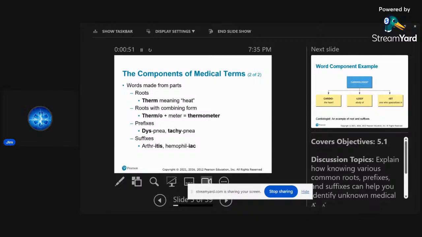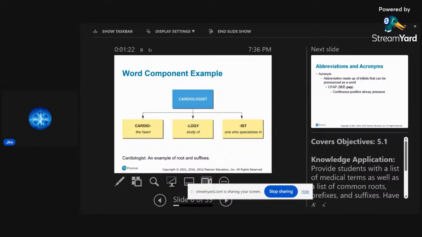A prefix, dys, and then pnea: dyspnea and tachypnea, meaning difficulty breathing and fast breathing. And then there's suffixes like arthritis, itis being a suffix meaning inflammation, and hemophiliac, which means lack of, so lack of hemophils. So you have to just learn these terms, and if you look in your book, there's a whole chart with all these terms on it.